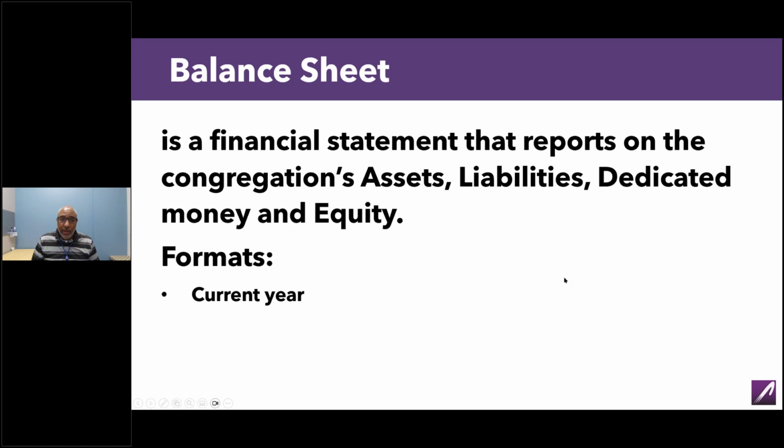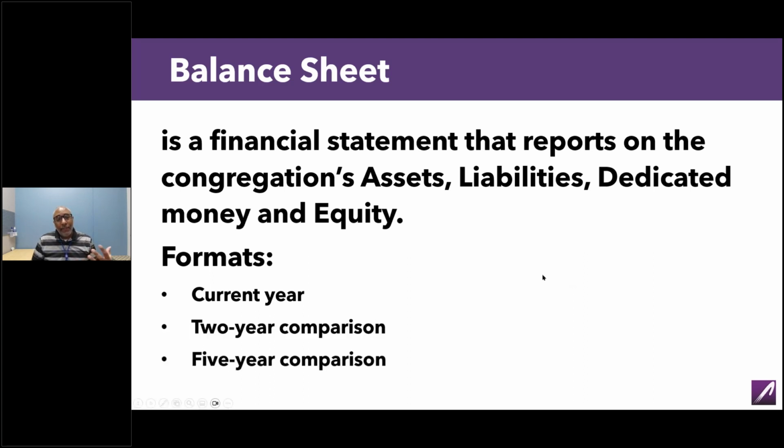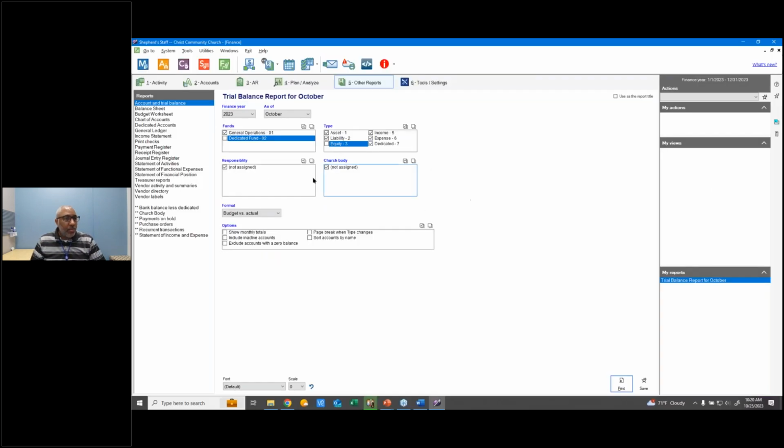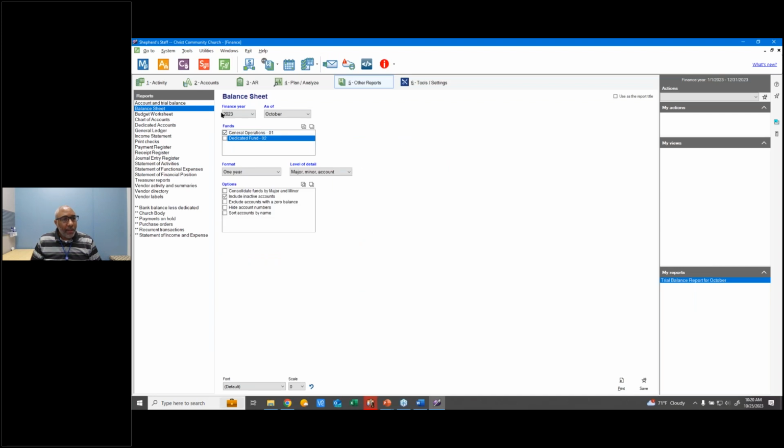There's the current year format, which most people look at, but there's also a 2-year comparison and a 5-year comparison. So let's take a look at the balance sheet report. So we'll go to balance sheet. It's very similar to the account balances report. Like, your month selector, you're saying finance year, and you're saying as of. Then you're selecting your funds. You'll have your option for your format.